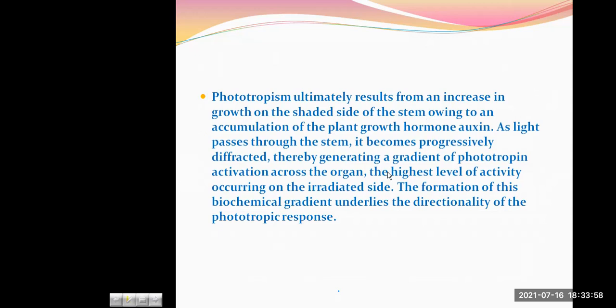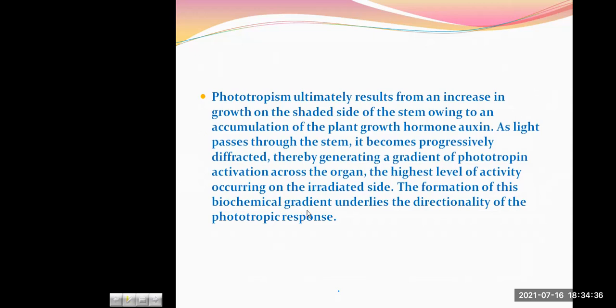As light passes through the stem, it becomes progressively attenuated, thereby generating a gradient of phototropin activation across the organ. The highest level of phototropin activity occurs on the irradiated side, that is, on the side where phototropin is illuminated by light, and lesser activity is on the side where phototropin does not receive the light. On the side which is irradiated, phototropin becomes more active, and more induction of response occurs.